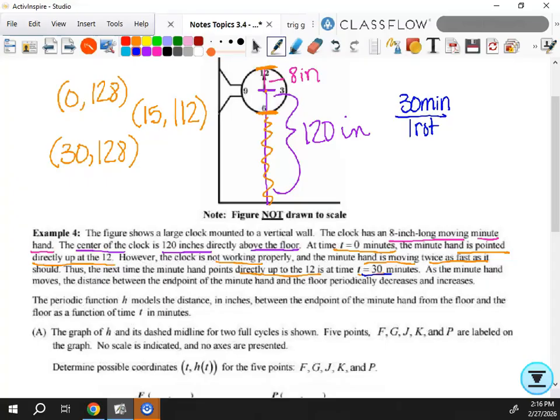Okay? So every time you have one of these, you will have some sort of time that they have told you, or you can figure out how much time one rotation makes, or maybe how much time 5 rotations makes, or something like that. But you will put time over rotations every time.